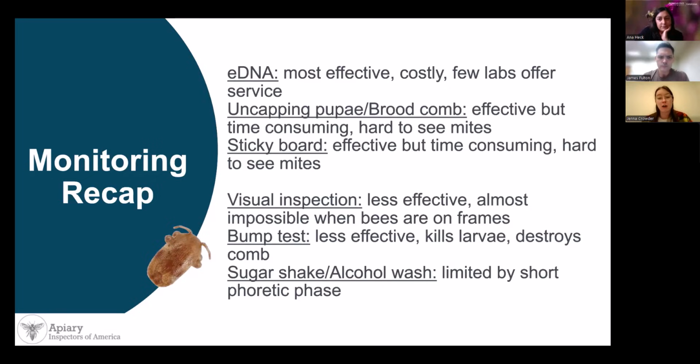And then sugar shake and alcohol wash, you can get some tropy mites. There's been a study done by Auburn University comparing some of these monitoring methods, and they found that, yes, you can find tropy mites doing a sugar shake or alcohol wash, but compared to all of the other methods, it is the least effective because, again, these mites lack that phoretic phase, so they're spending very little time on the adult bees.